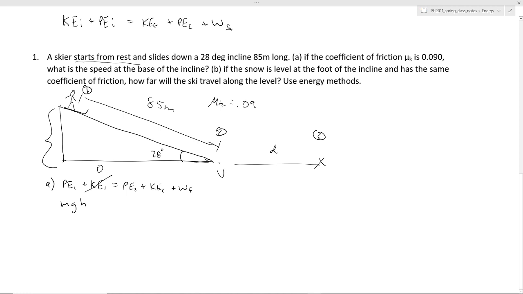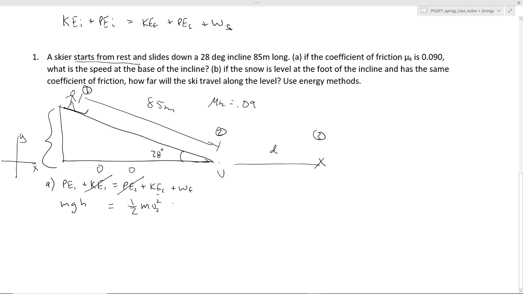The potential energy at the bottom, we can set up our coordinate system with the origin at the bottom of the hill. This will simplify things so that at the bottom there will no longer be any potential energy because there's no longer any height. The kinetic energy at the bottom is what we're after. So that'll be 1/2 m v2 squared. Plus work that's been done by friction.